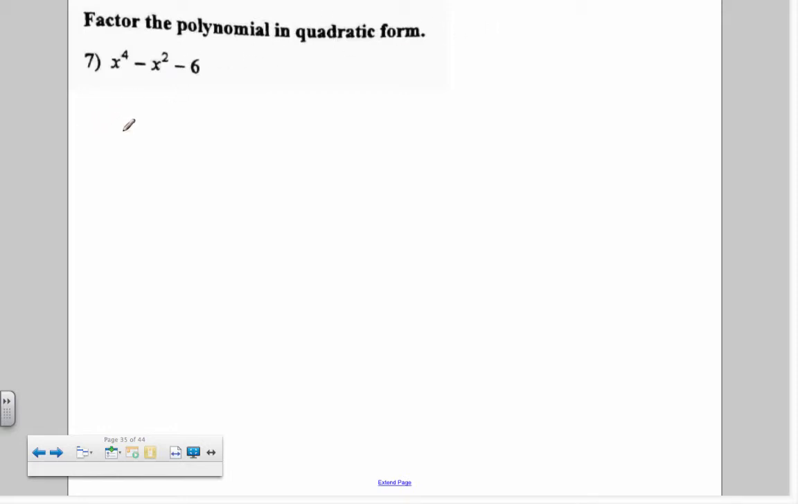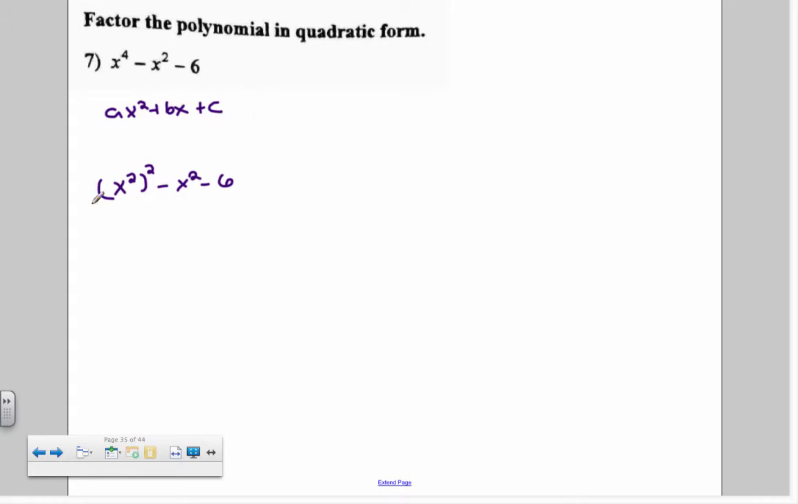So basically, I need something that looks like ax squared plus bx plus c. In this case, I have something squared plus something plus c. In this case, my x here is actually x squared. So I could rewrite this as x squared squared minus x squared minus 6. And if you look at that now, this x squared part is the same as the x in a regular quadratic form that we're used to factoring. And we're going to factor it the same way.